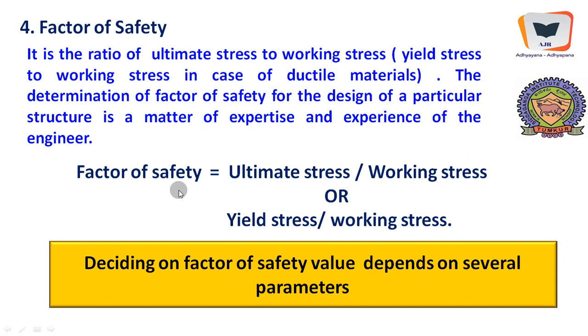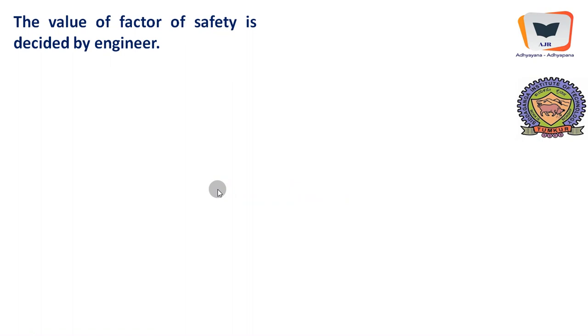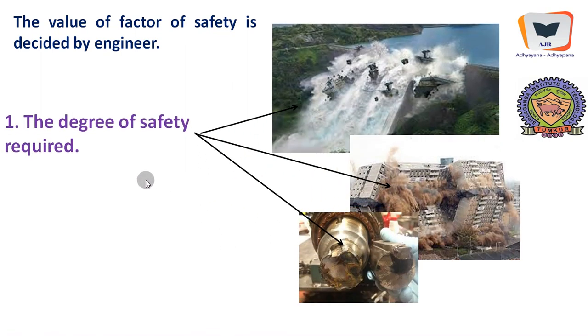So what we need to do is divide ultimate stress by factor of safety in order to get the working stress, or divide yield stress by factor of safety in order to arrive at the working stress, particularly in the case of ductile materials. However, deciding on the factor of safety calls for the expertise or experiential observation of an engineer. The value of factor of safety is decided by the engineer, as I told.